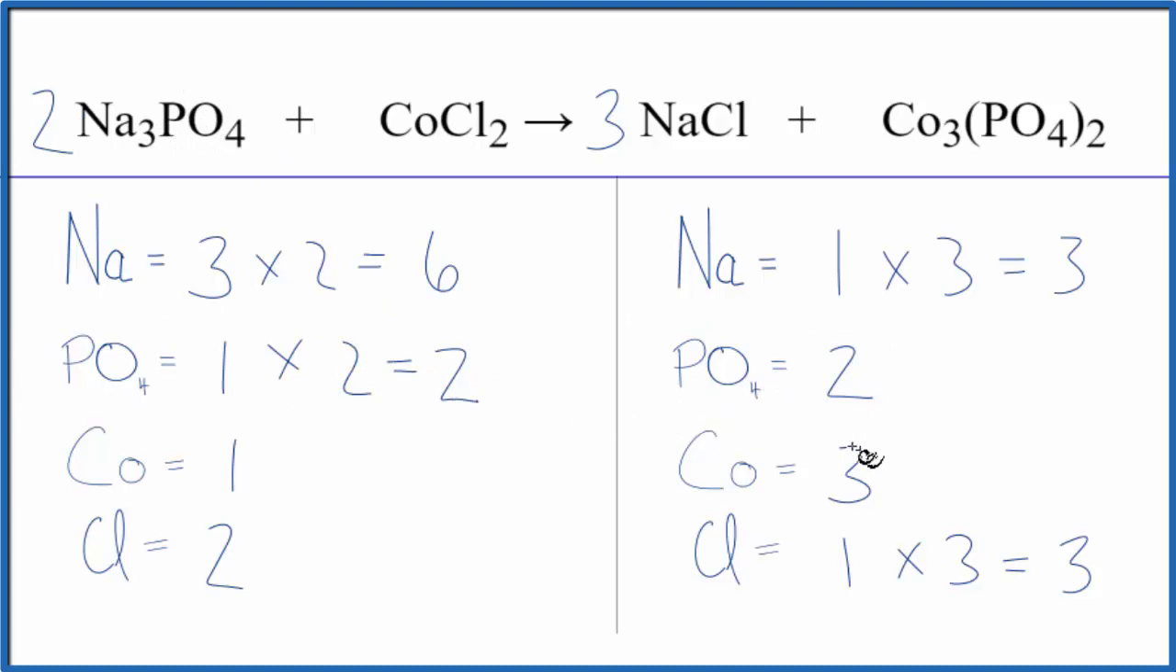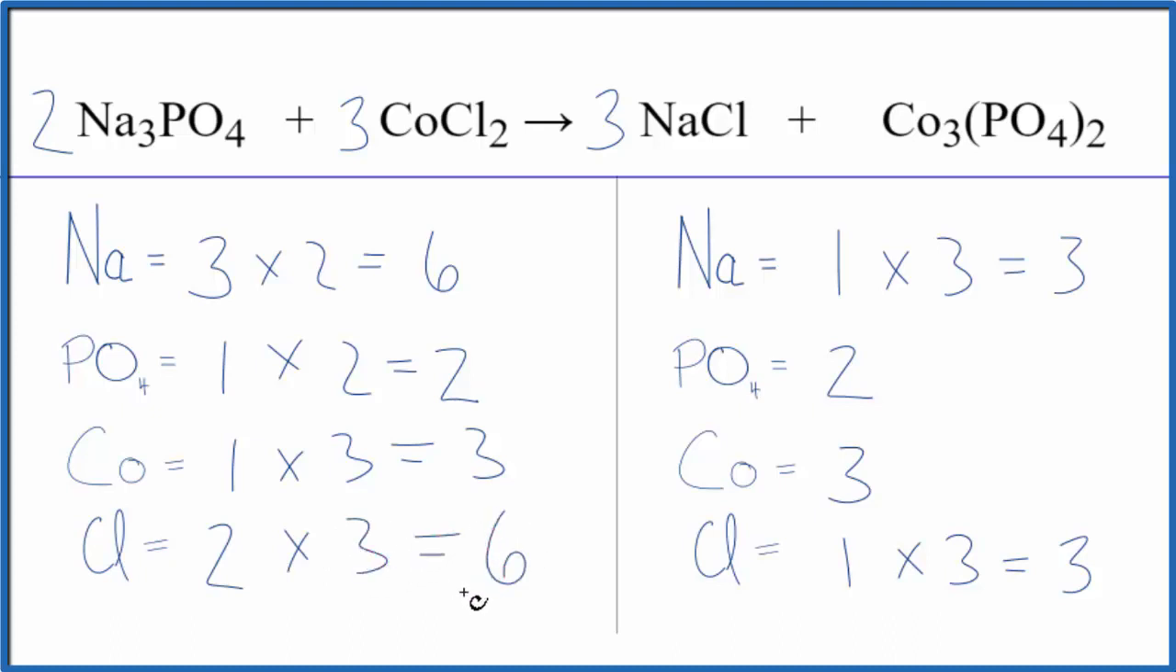As I look at it, I see I have 3 of these cobalts and then 1 over here. So I'm going to put a coefficient of 3. 1 times 3, so that's balanced, and then the 3 times the 2 here, that'll give me 6 chlorine atoms.